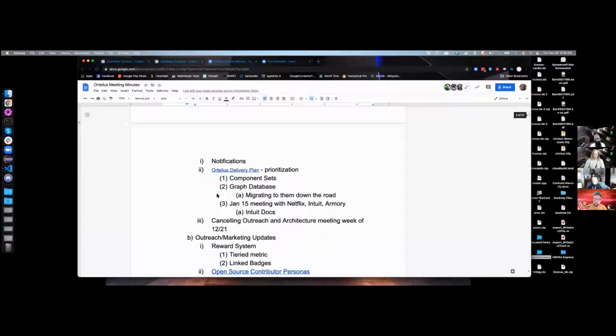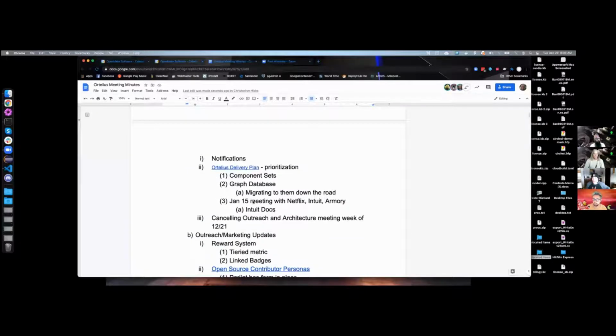So the only thing looking through this is upcoming after the new year. We're going to have a meeting with Netflix and Armory. I believe that meeting invite's been sent out. Yeah, it is. If you didn't get it, go look at the shared calendar off of the Ortelius.io website. You'll be able to get to that meeting.